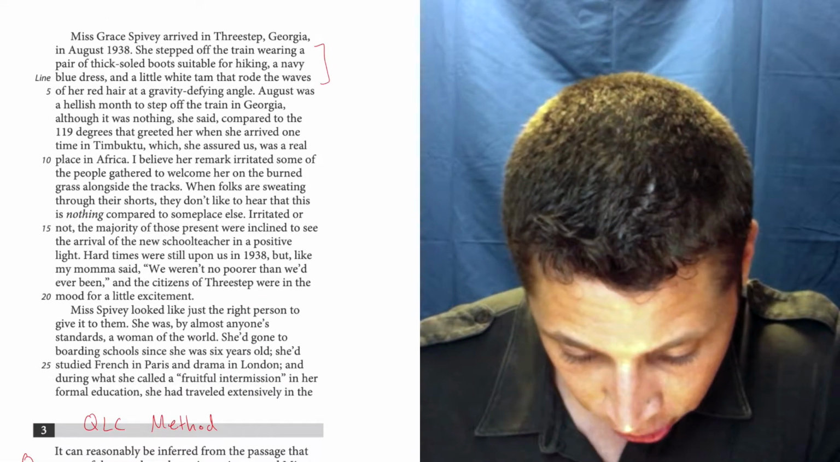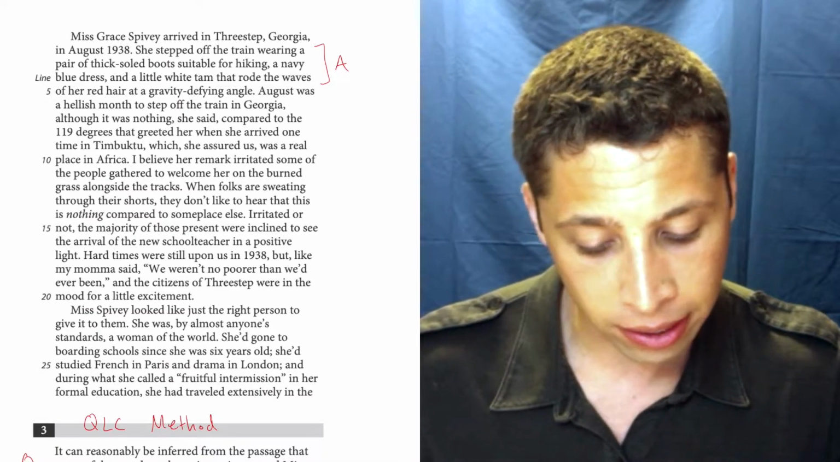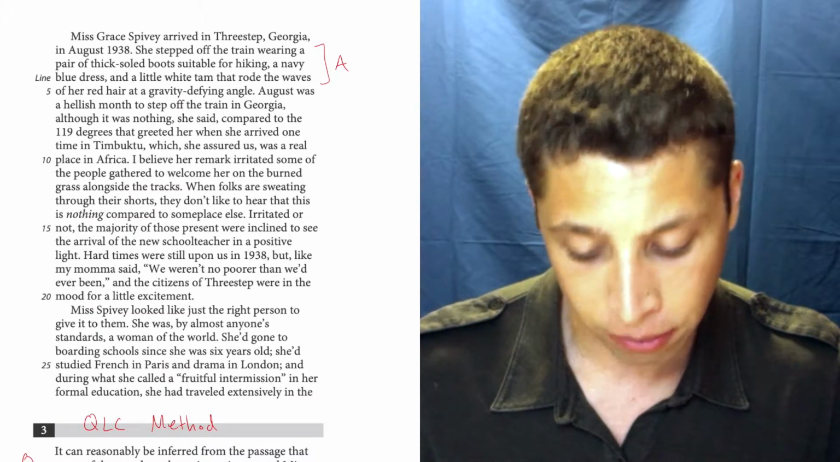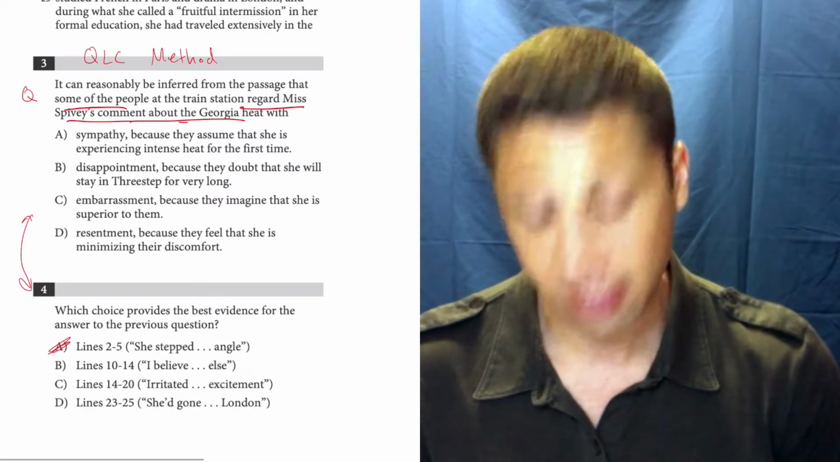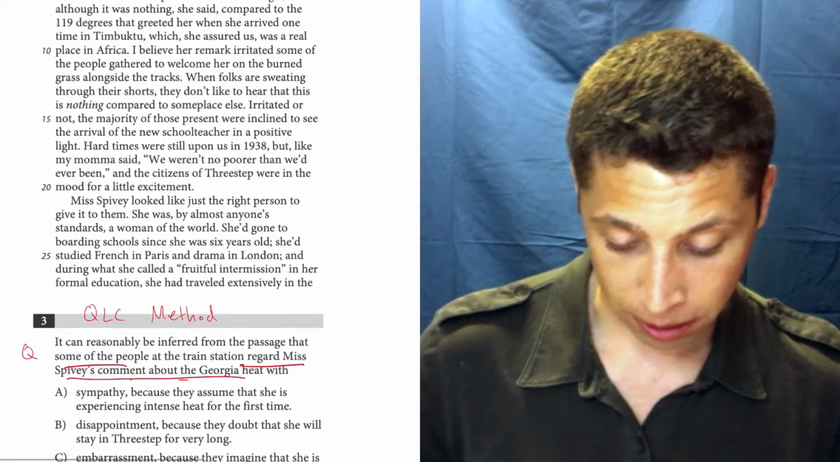Right here. She stepped off the train wearing a pair of thick-soled boots suitable for hiking, a navy blue dress, and a little white tam that rode the waves of red hair at a gravity-defying angle. So this is just about describing Miss Spivey. This has nothing to do with the comment. This is obviously wrong. 10 to 14.